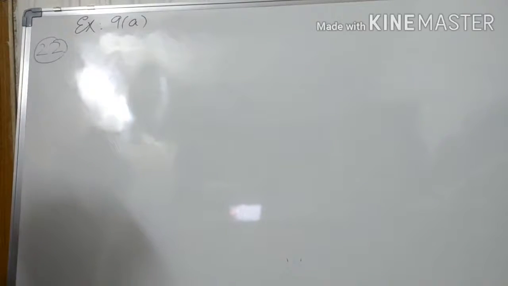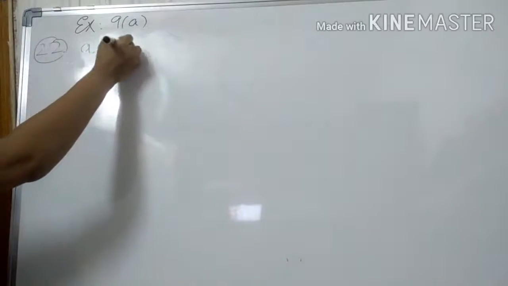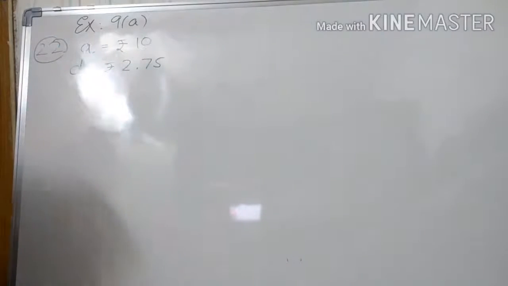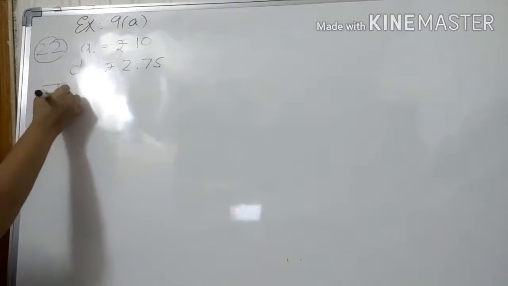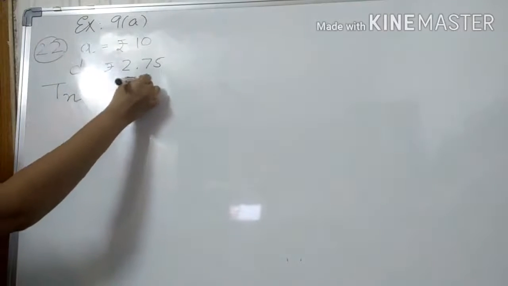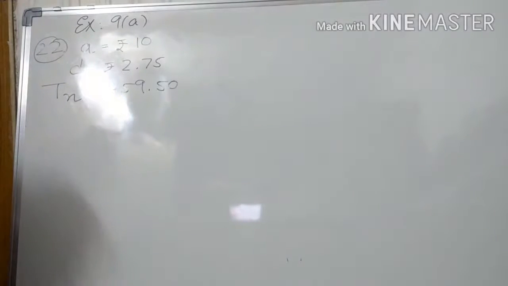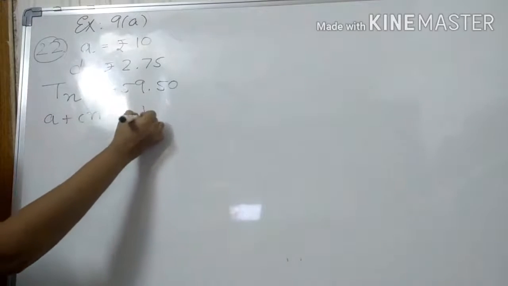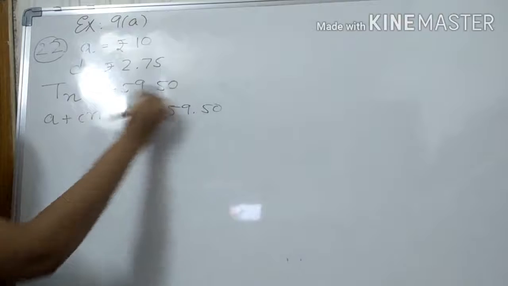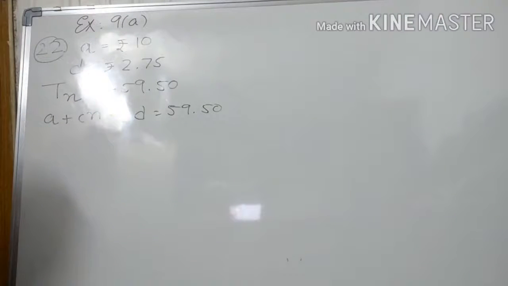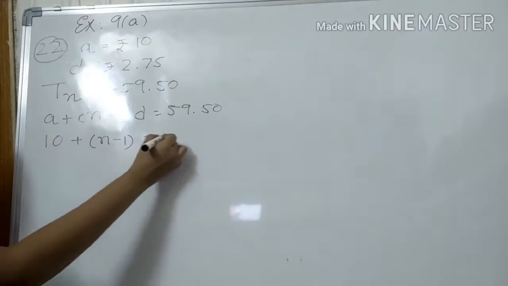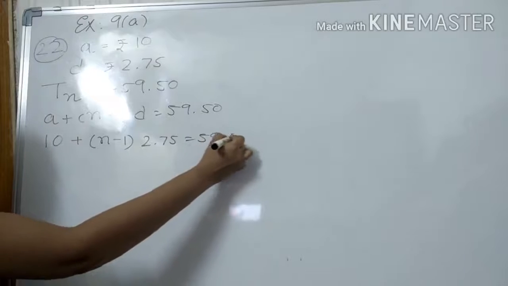So here we are given first term, that is ₹10. Then common difference is equal to ₹2.75. And then last term Tn, that is ₹59.50. These are the values we are given in the question. Now using Tn formula, I'll write a plus n minus 1 into d is equal to 59.50. This is our Tn formula. Using it, we will find n value. So here a value 10, substituting d as 2.75, is equal to 59.50.